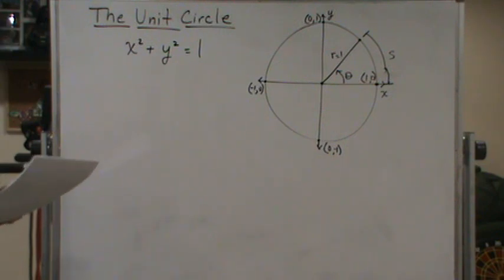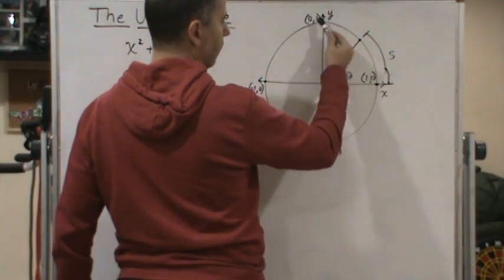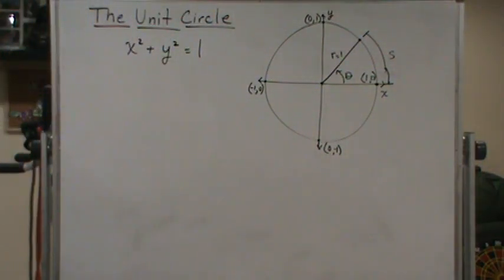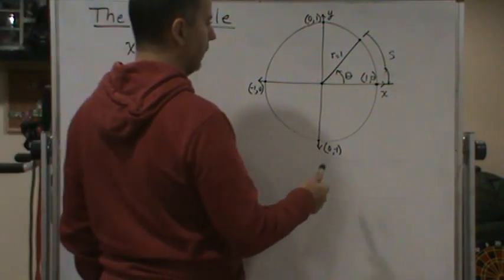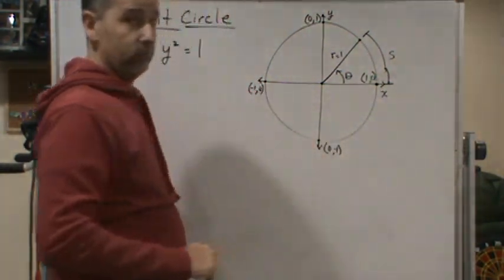Also, each real number along the edge of the circle corresponds to a central angle, theta, in standard position, whose radian measure is given by the arc length.